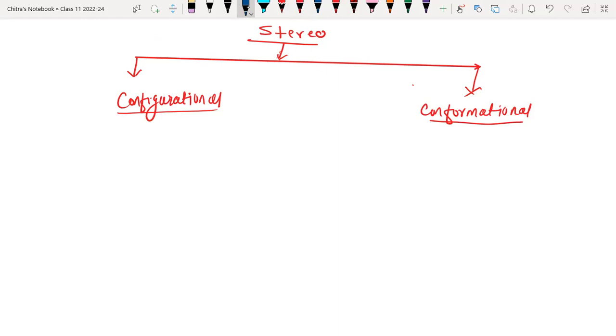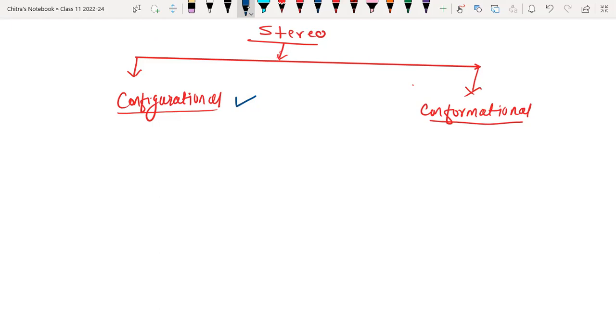See, configurational isomers are those isomers that can be isolated at room temperature in the laboratory. They are stable at room temperature. Conformational isomers cannot be isolated at room temperature in the laboratory. They need special conditions, like standard temperature and pressure, to be applied there.